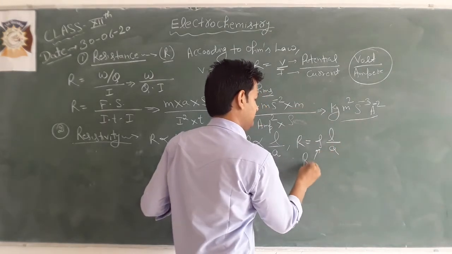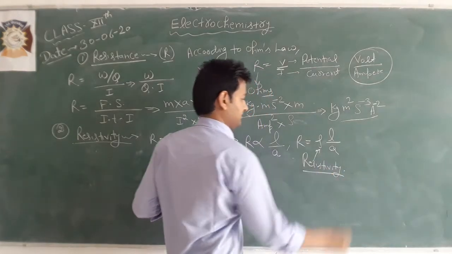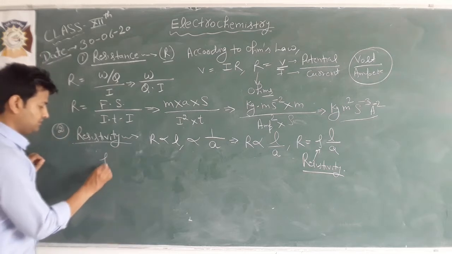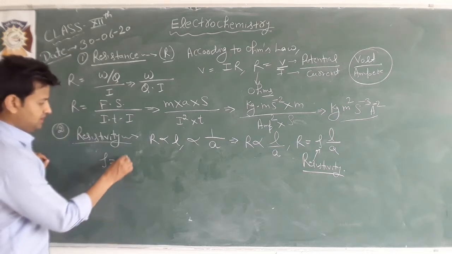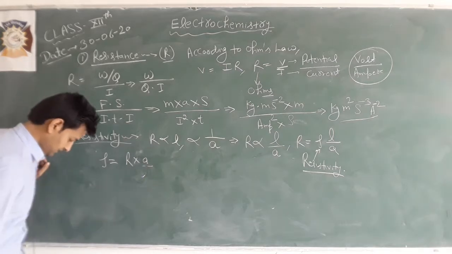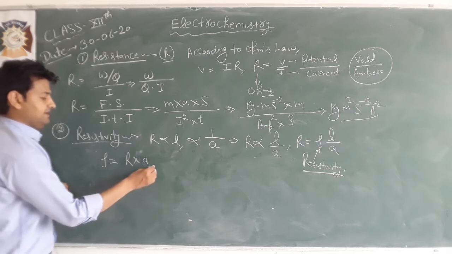This rho is known as resistivity. So we can find out rho will be equal to R into A by L.